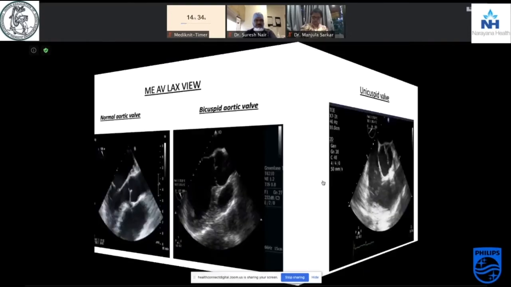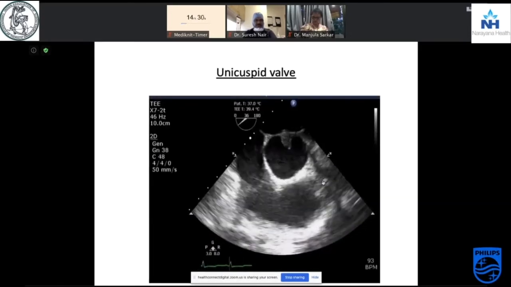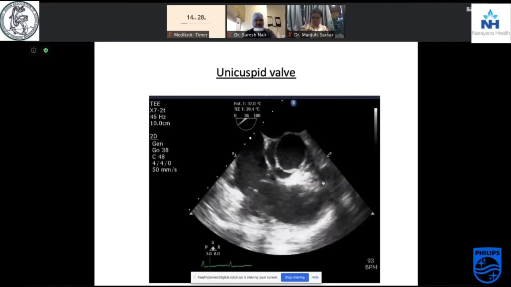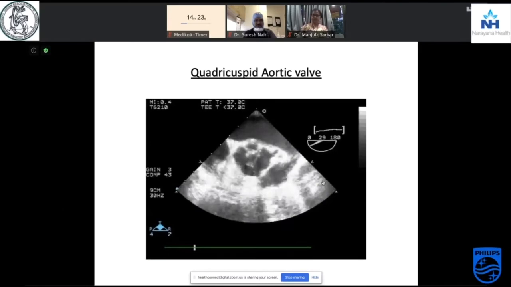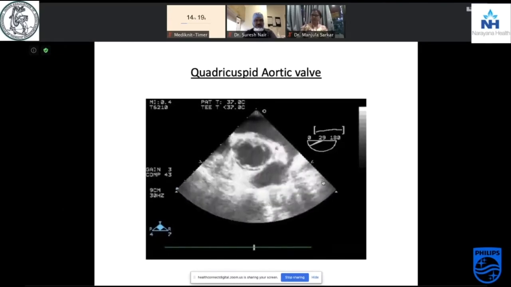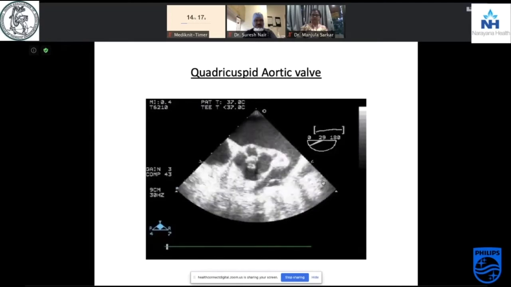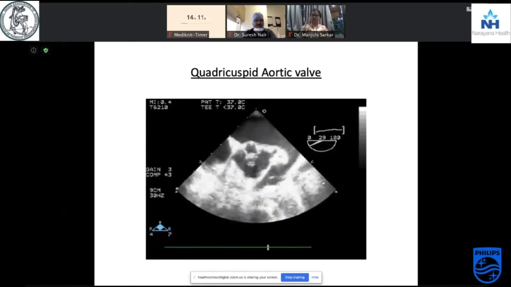And what about a unicuspid aortic valve? Here, usually it is acommissural, very rarely seen, and the orifice usually looks like a teardrop. And we also have a quadricuspid valve here. This is much more rarely seen, and unlike unicuspid and bicuspid valves, a quadricuspid aortic valve is usually associated with aortic regurgitation.